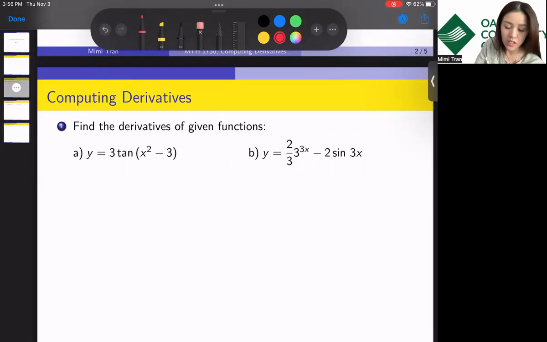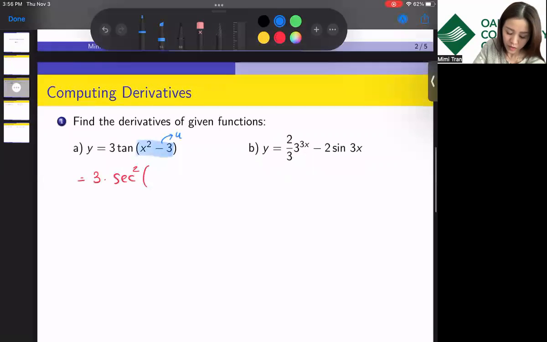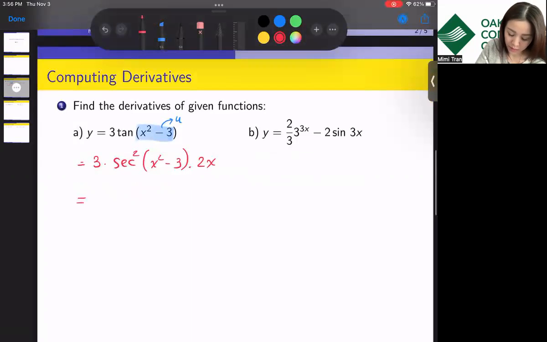So the derivative of tangent u is secant squared u times u prime. So this is equal to 3 times secant squared of u, where u is this one. So secant squared of x squared minus 3 times the derivative of u, which is just 2x. The derivative of negative 3 is 0. Let me rearrange this: 2x times 3 is 6x times secant squared of x squared minus 3.